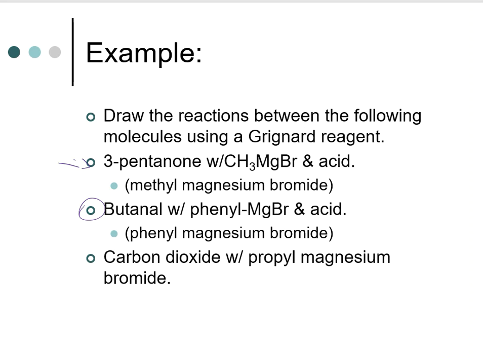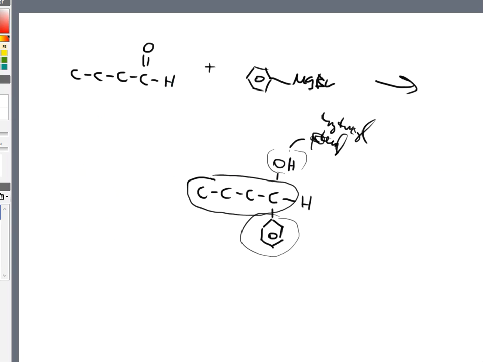So our last reaction on this slide says carbon dioxide with propyl magnesium bromide. All right, so carbon dioxide with propyl magnesium bromide. What on earth is carbon dioxide? Well, I hope that you know what carbon dioxide is. It's CO2. So if we had to draw the structure, it would look like this.